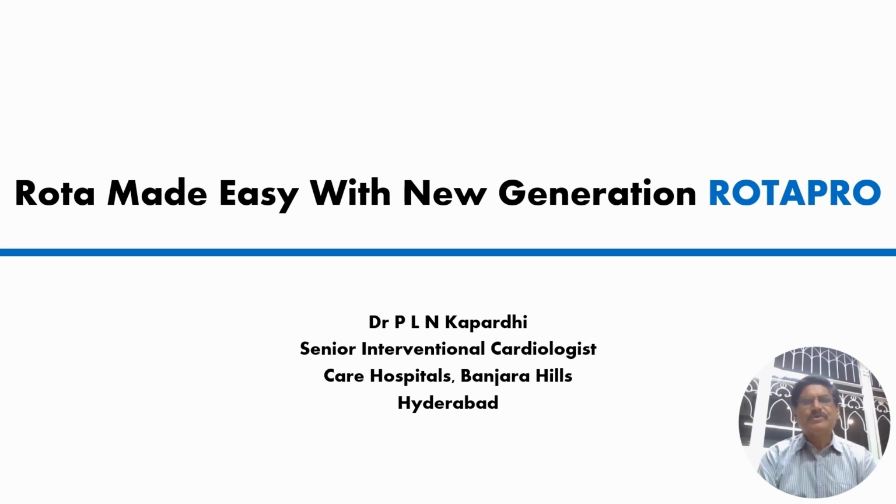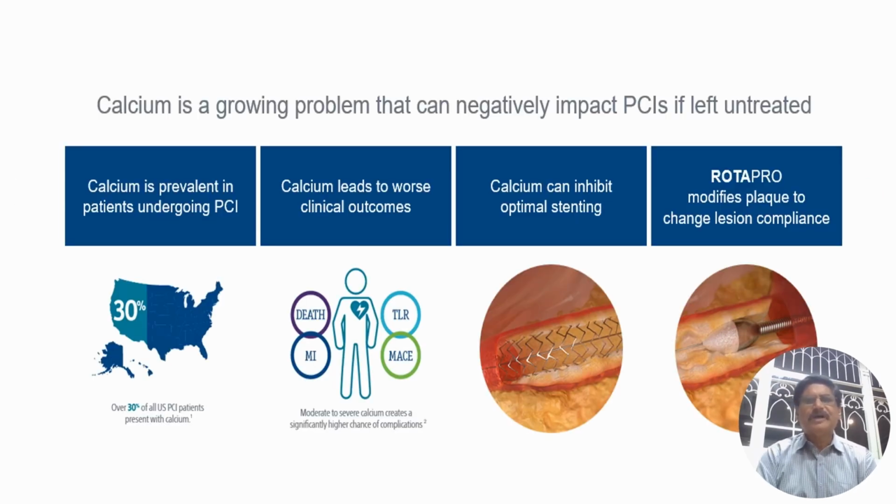Today, I want to show a case of Rota made easy with my experiences with RotaPro cases. As we know, calcium is a growing problem that negatively impacts PCI if left untreated, and it is more prevalent in patients undergoing angioplasty. Calcium leads to worse clinical outcomes, and calcium can inhibit optimal stenting also.